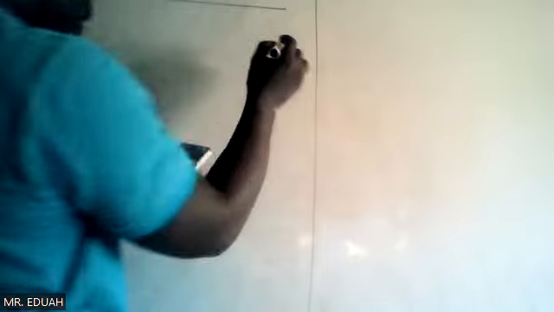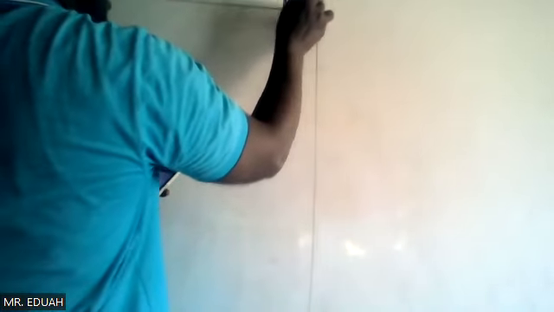The plank PS is hinged at S against a vertical wall. It is in equilibrium under the action of forces shown in the diagram below. Calculate the force F. So the hinge or the pivot is at S. So let's draw what we have from the diagram. We have the hinge or the support at S.